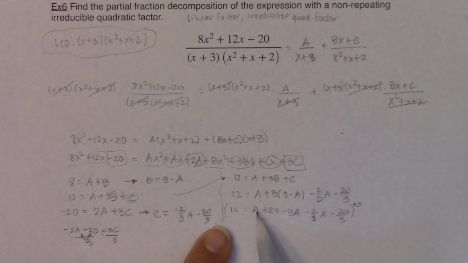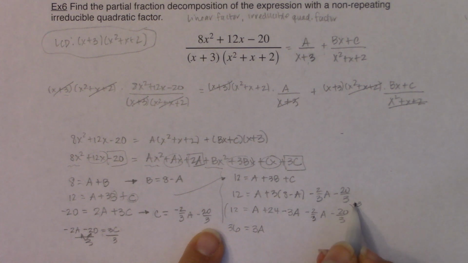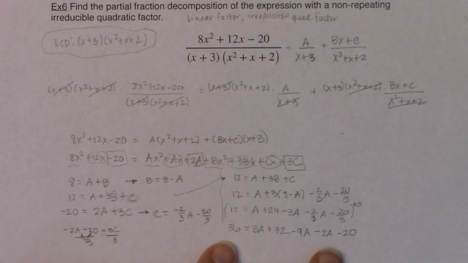So the left side and then all 5 terms on the right side. So I can make this 36 equals 3A plus 72, since 24 times 3 is going to be 72. Negative 3a times 3 is going to be negative 9a. 2/3 a times 3, the 3's cancel by design, so this will be minus 2a. 3 times 20/3 is minus 20. Right, so I got rid of the fractions.